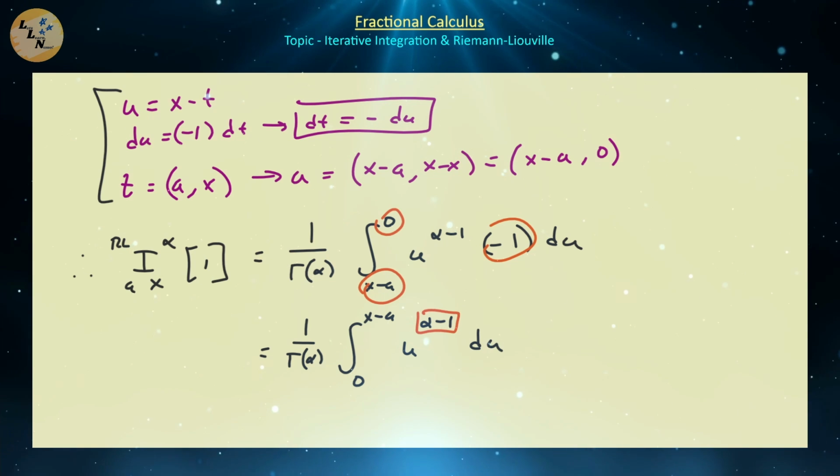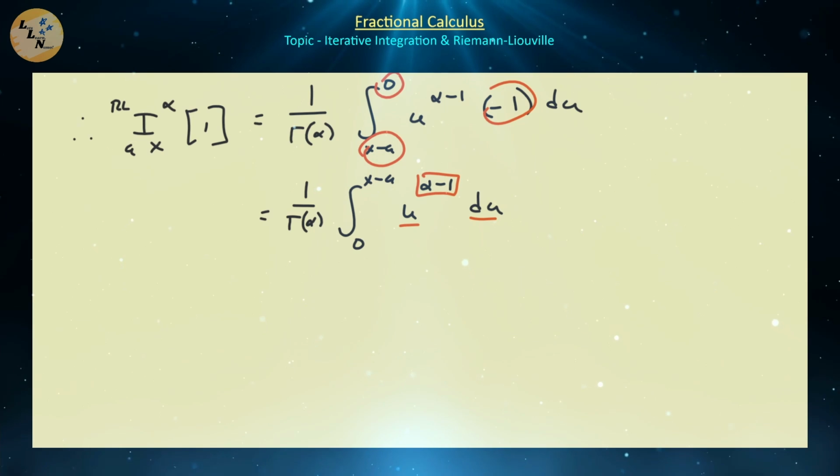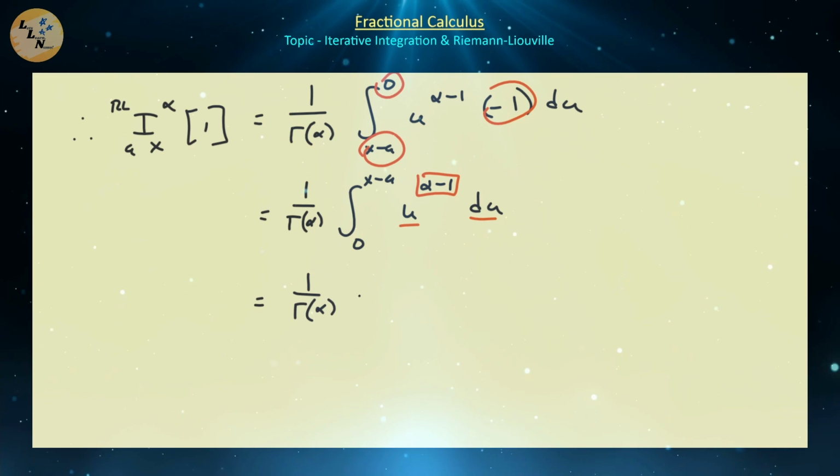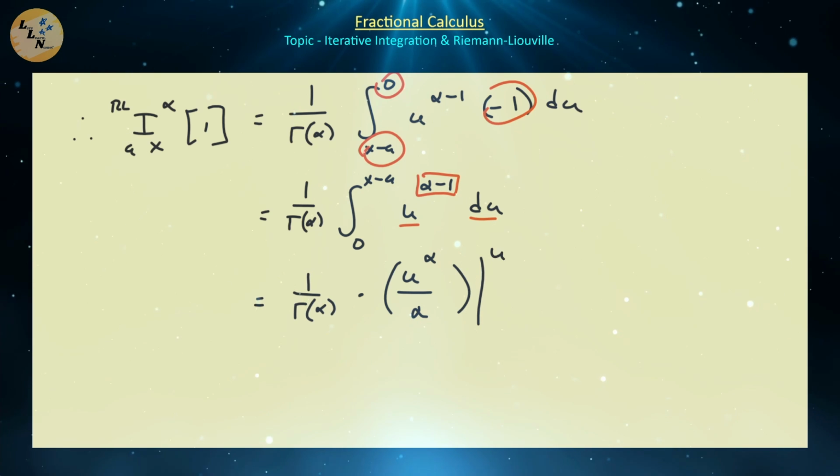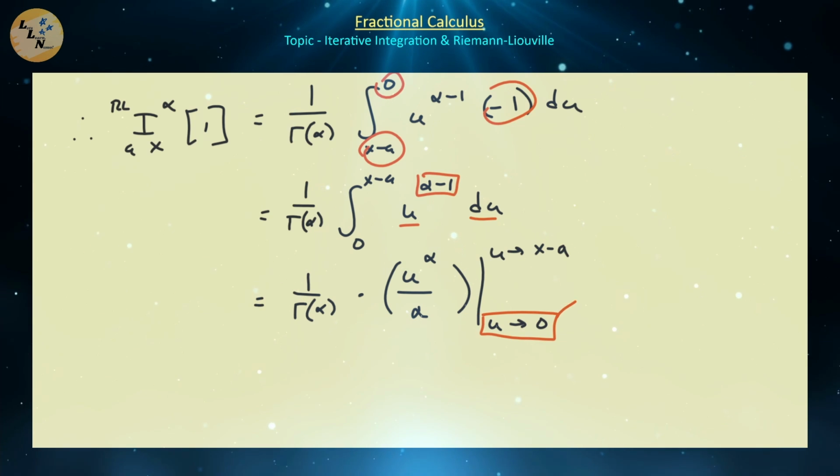Keep in mind this alpha minus 1 is just a constant, and this is just the power rule for integrals. So the 1 over gamma of alpha isn't going to change, times u to the alpha minus 1 plus 1, which is just alpha, and alpha is the new power. Then we're going to replace u with x minus a, and then u goes to 0, which is going to eliminate that term once we subtract.